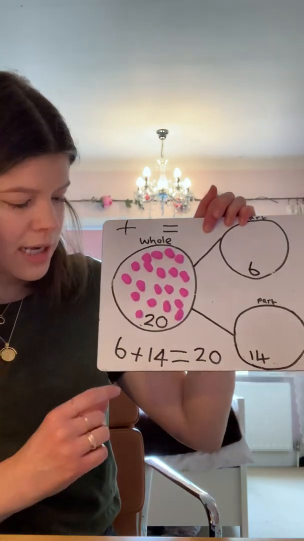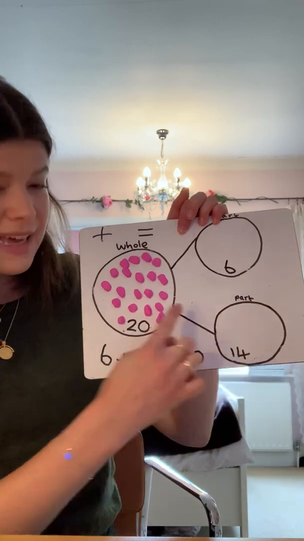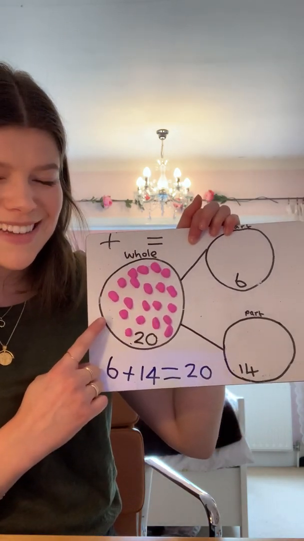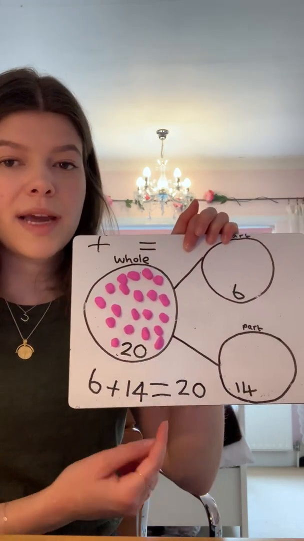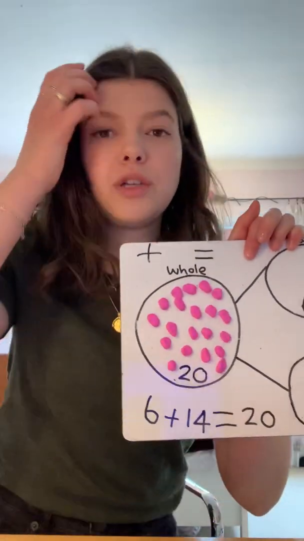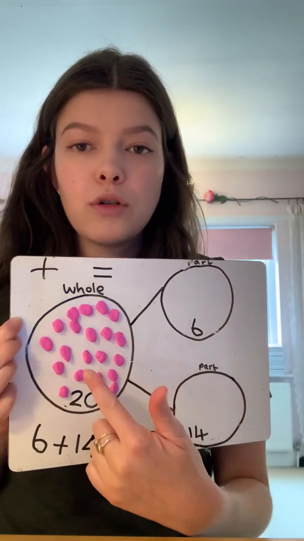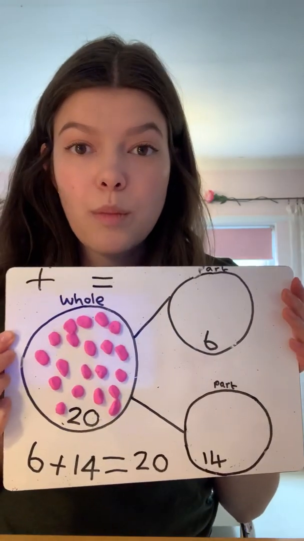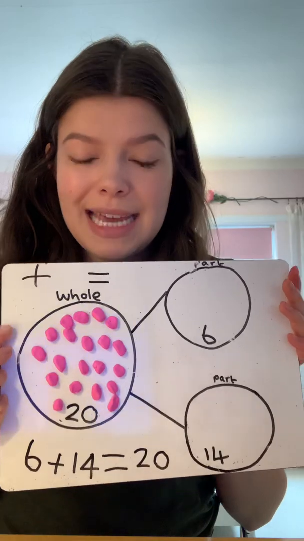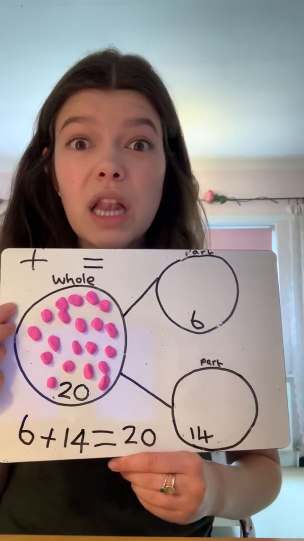Okay, so I've got my equation. 6 add 14 is equal to 20. Okay, so I've got another equation, another way to show 20. Okay, so that's what I want you to have a go at doing today. Can you use the part-whole model to show different ways to make 20 and then have a go at writing some equations?